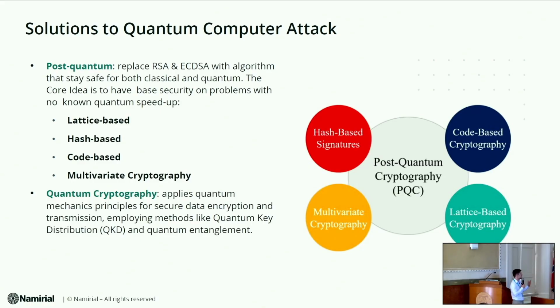The second road is quantum cryptography itself. So if you cannot defeat them, join them in a sort of way. We like to apply quantum mechanics principles like QKD or some other protocols like BB84 in order to encrypt our information with quantum computers. In this way, we are safe from the attack of quantum computers because we can protect ourselves.